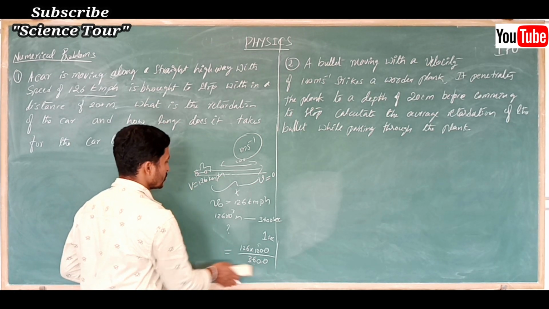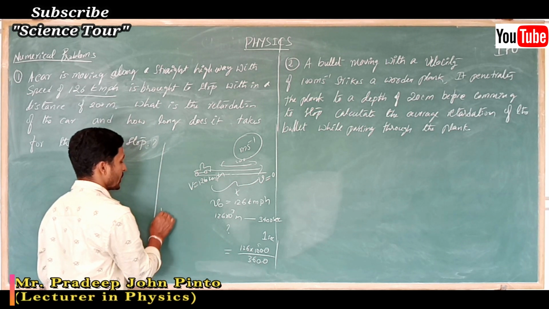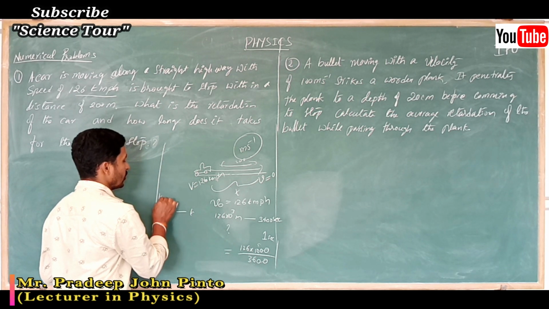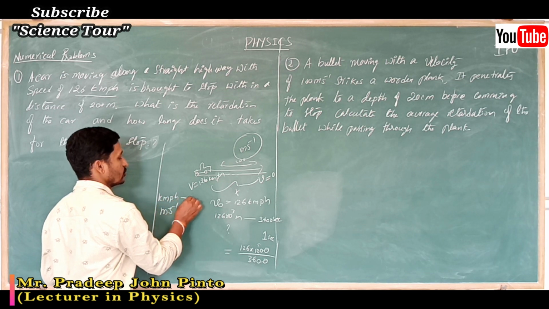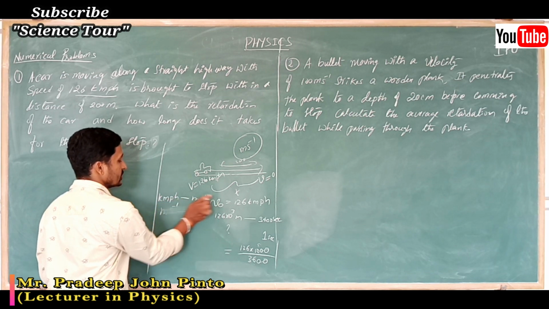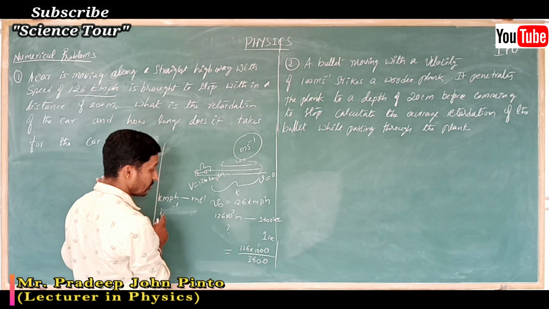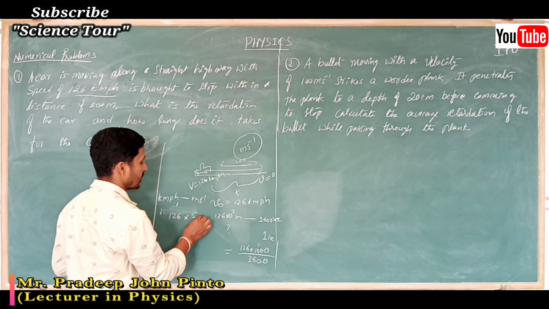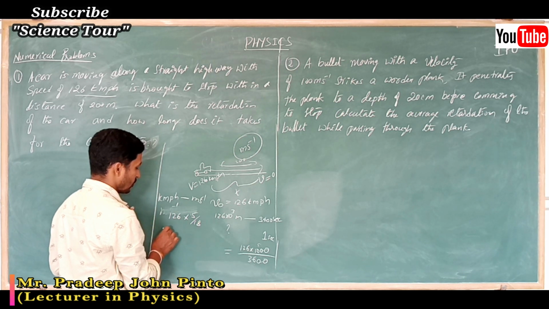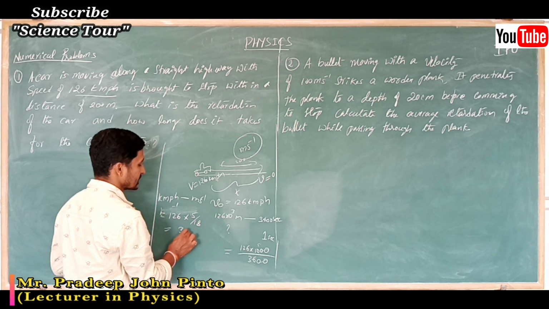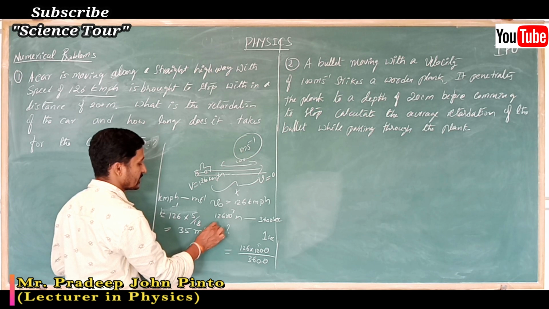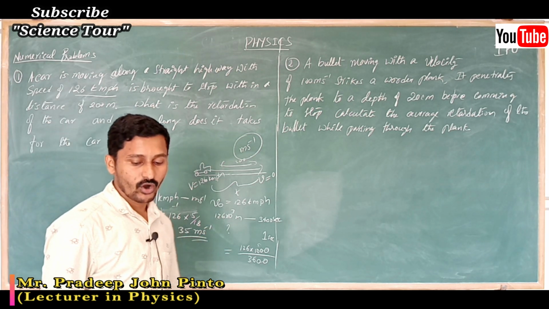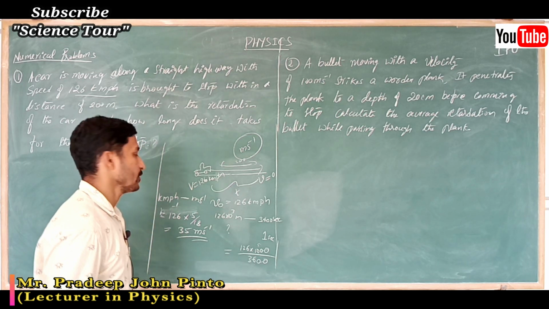So always, to convert from kilometer per hour to meter per second, whatever value is given, that is 126, you have to multiply by 5 by 18. What is the value of this? That is 35 we are going to get. 35 meter per second. It means the initial velocity of the car was 35 meter per second.